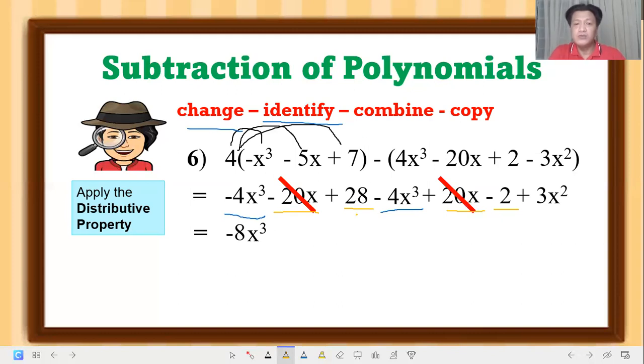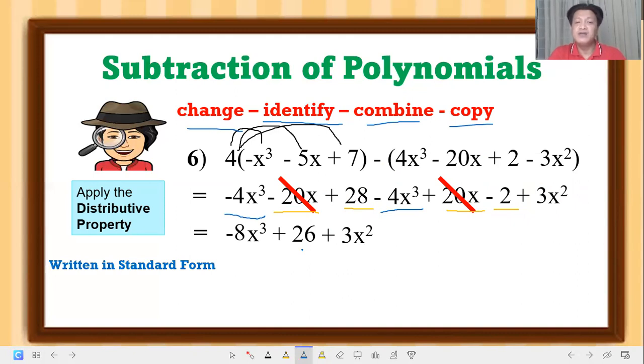Okay, let's proceed to constant term. 28 plus negative 2, or pwede ko siyang sabihin na 28 minus 2. Kaya nga that is 26. And since wala naman tong like term si 3x squared, so just copy lang natin. Okay, di ba? So with that, we're done with combining like terms and also copy. And then, ang tanong dito, di ba, is this a final answer? Yes, final answer na siya, but we are going to write in standard form.